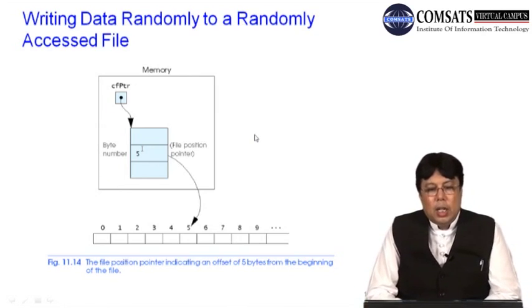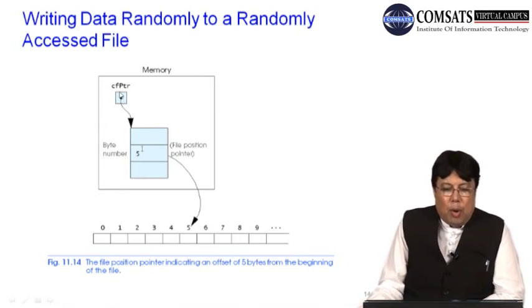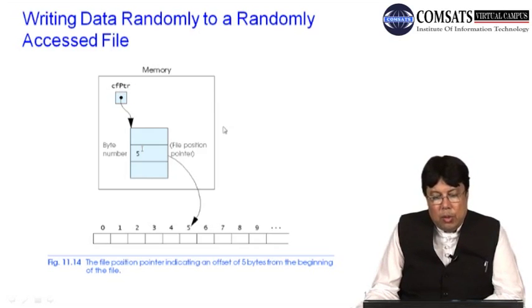So writing data to a random access file means, first of all, we use a pointer, that is the file pointer that is available in the memory of the computer. Using that pointer, the operating system takes us to the start of the file. Once we are at the start of the file, we open the file. By default, we are at the beginning of the file. Then we use the fseek operator.